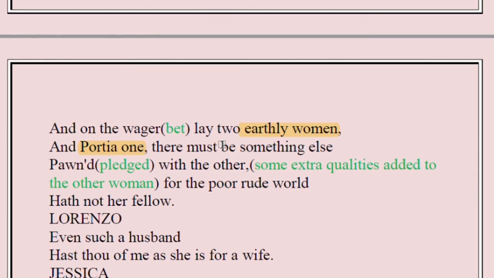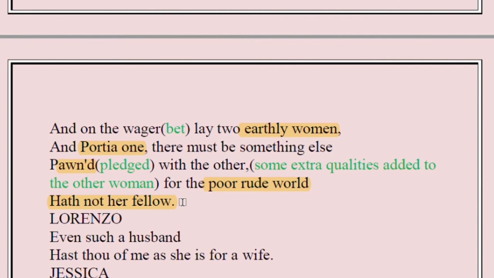So to find out that other one, it had to be pawned with the other. That means pawned with the other, for the poor rude world hath not her fellow. So the other woman has to be added with some other skills, which she did not possess at the first instance. Some skills have to be added to that woman to make her equal to Portia. That means, what is Jessica trying to mean? That there is no woman as good as Portia in her qualities. Portia is so good that there is no woman like her. And if you have to find another woman like Portia, then some other qualities have to be added to that woman.